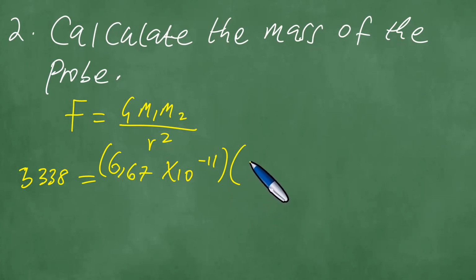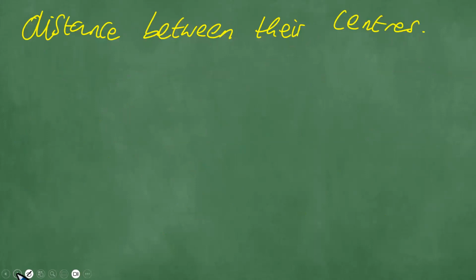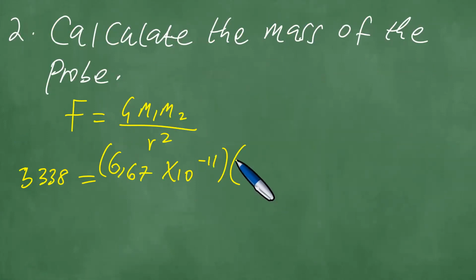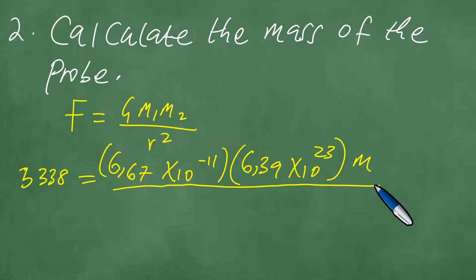Want to find the mass of the probe? If we know that the mass of one of the planets, the gravitational force on a probe called Curiosity on the surface of Mars is this. So the gravitational force is this. The radius of Mars is 3390 kilometers. And the mass of the planet is this one. So you're going to use the mass of the planet. The mass of the planet is 6.39 times 10 to the 23.